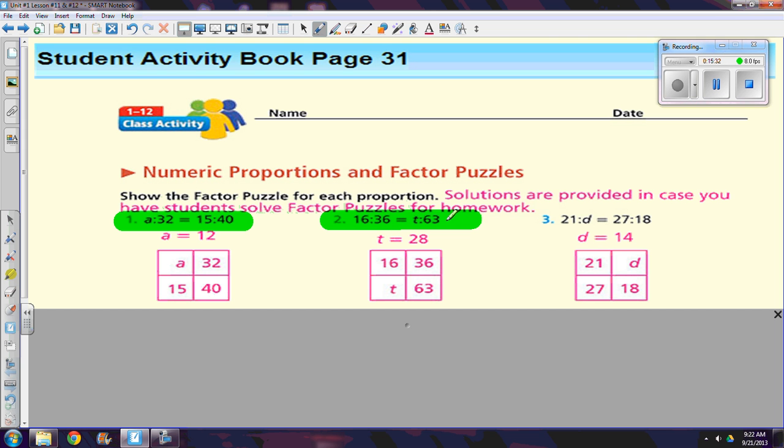16 to 36 is the same as T to 63. So 16 to 36, T to 63, finding the largest factor that they have in common, and then solving for T. So copy down number 2 as well. Don't worry about number 3. So 16 and 36, what factor will go into 16, what factor will go into 36 is what you were trying to figure out. What are the factors of 16? Well, 1 goes into 16, 2 goes into 16, and so on. And then what factors of 36? 1 goes into 36, and so on.